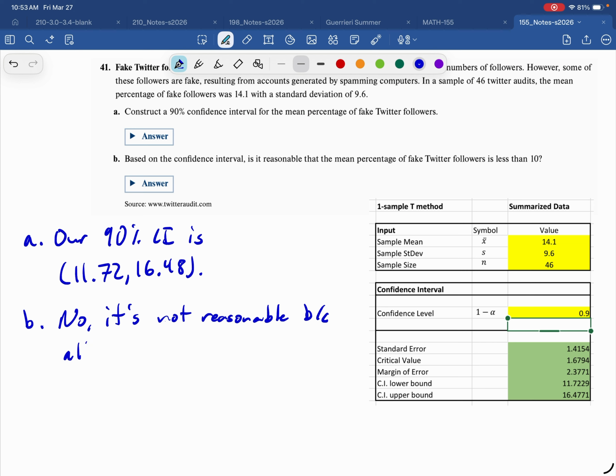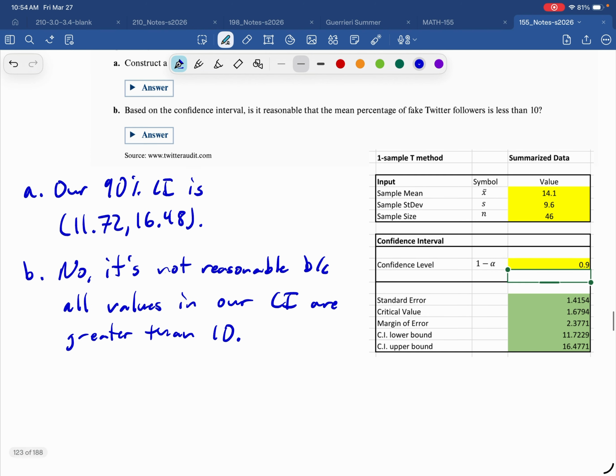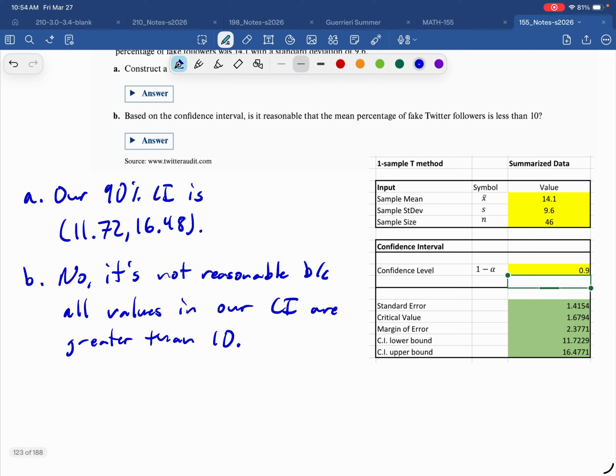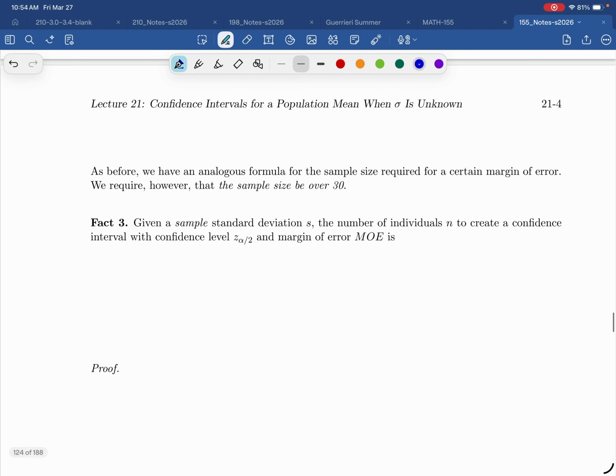Because all values in our confidence interval are greater than 10. So, assuming we took our sample and confidence interval correctly, it would not be completely ridiculous, but it would be unlikely that the true mean would be 10, so far below our confidence interval.